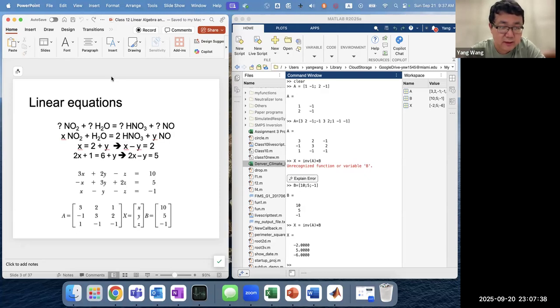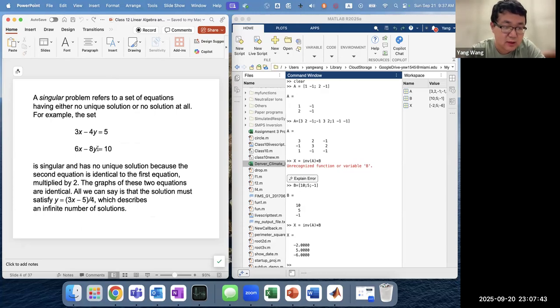But there could be scenarios where the equations are just repeating themselves. For example, this can be 2 linear equations, but the second equation is nothing but a multiple of the first equation. You just multiply 2 on both the left-hand side and right-hand side, and you end up having the same equation, right? Under this situation, you call this set of problems a singular problem. Basically, there is no unique solution, so you can have any combination of X or Y, right?